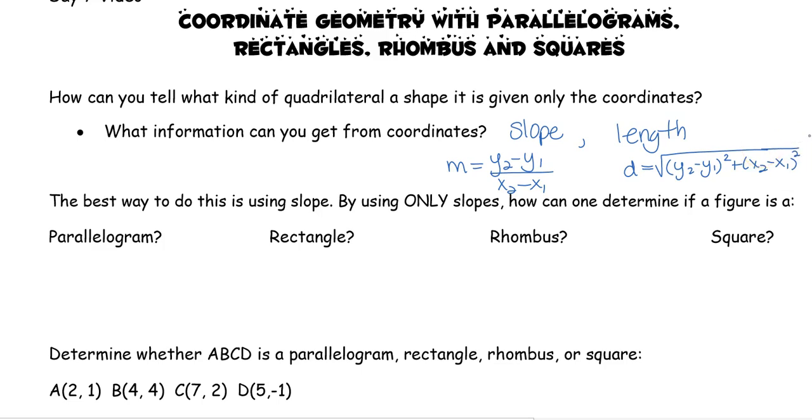Which one do you like better? I know you don't tend to like the distance formula, and that's true. The slope is easier.